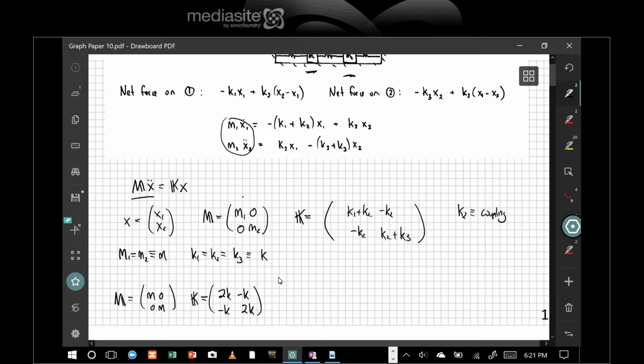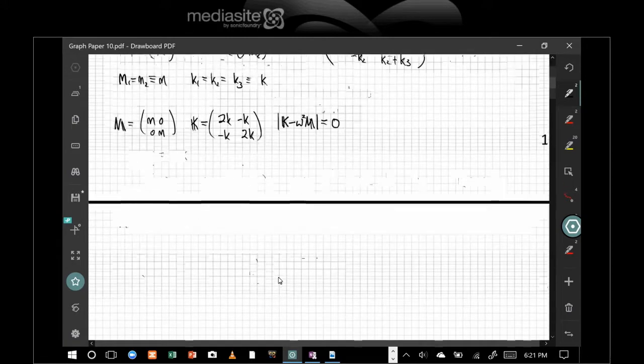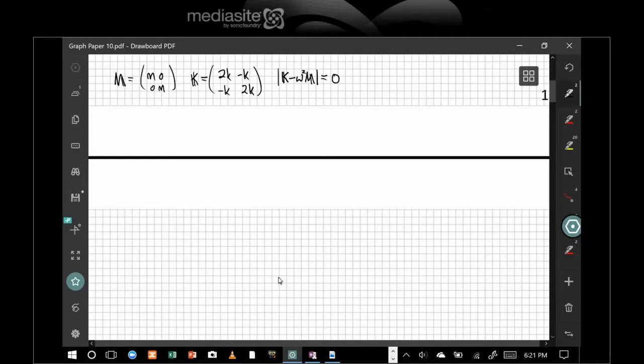And now I want to find the eigenvalues of the matrix. Let's say it this way: I want to find the determinant of the matrix K minus omega squared M, set that equal to 0, and solve. So let's just do that. Again, solving for the eigenfrequencies is equivalent, as we showed, to finding the determinant of that equal to 0.